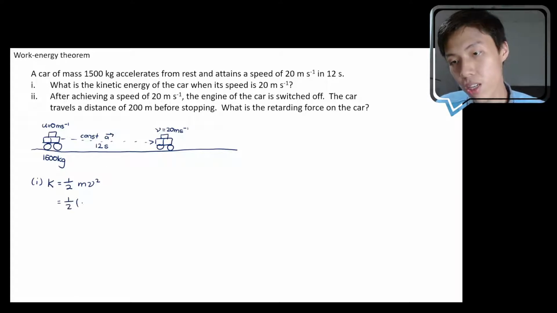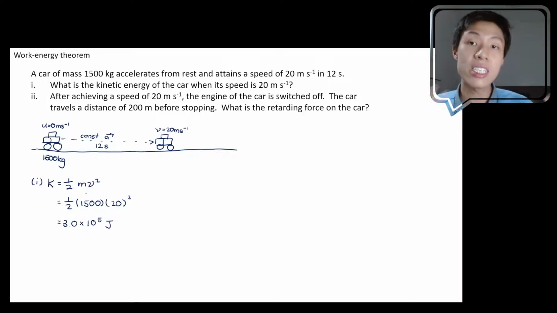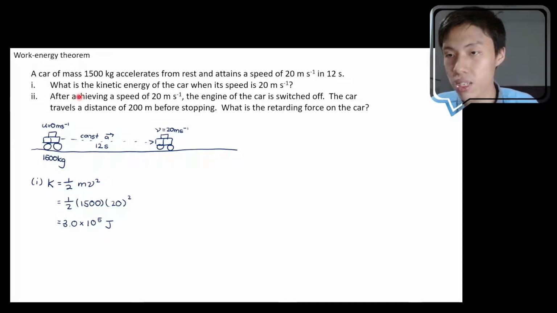Half, the mass of the car is 1500 kg, and the final speed of the car is 20 meters per second. So if you substitute everything in and you calculate, I believe you get an answer of 3.0 times 10 to the power of 5 joules. So this is the amount of kinetic energy possessed by this car after finishing the 12 seconds journey. Then that's the kinetic energy, or the energy associated with the motion of an object. Okay, let's move on to the second question.